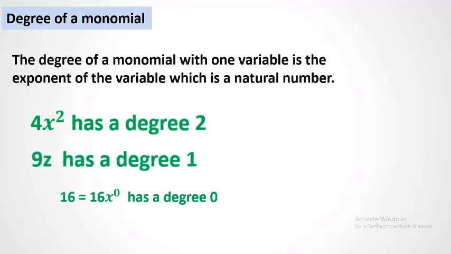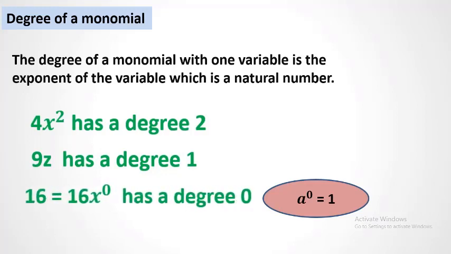We should remember that in powers we have the rule that any number whose exponent is 0 is equal to 1. So from this rule we can put any variable with exponent 0 and multiply it by the constant number. This variable with exponent 0 will be 1, and every number multiplied by 1 remains the same. So any constant number which is a monomial has a degree 0.